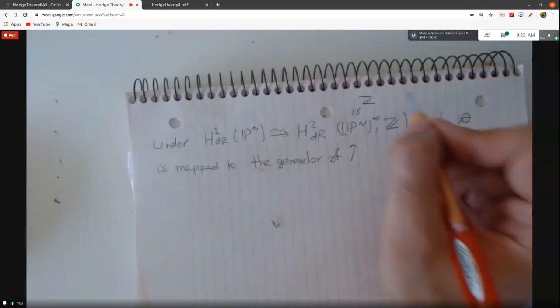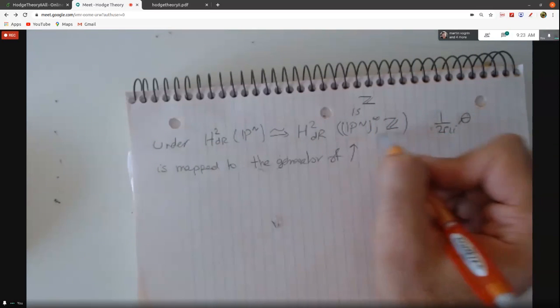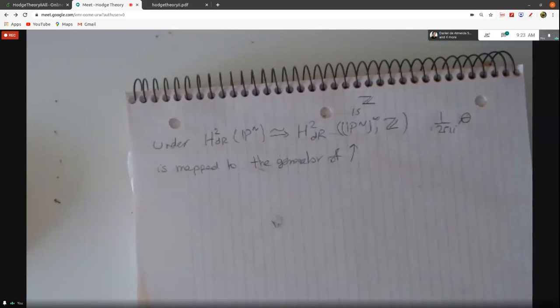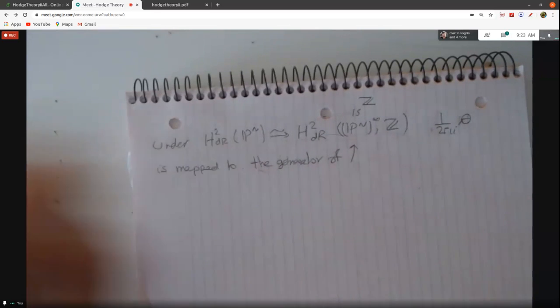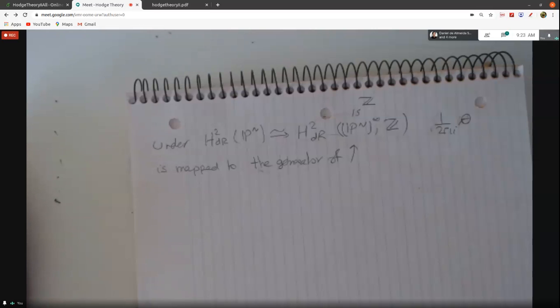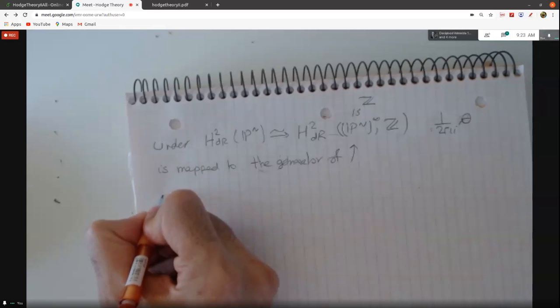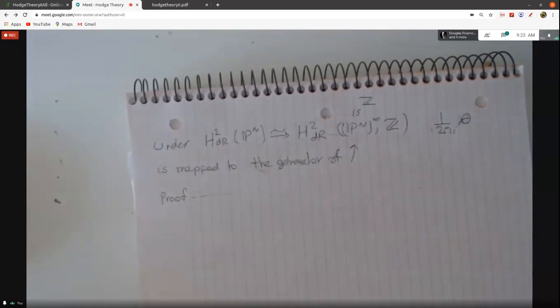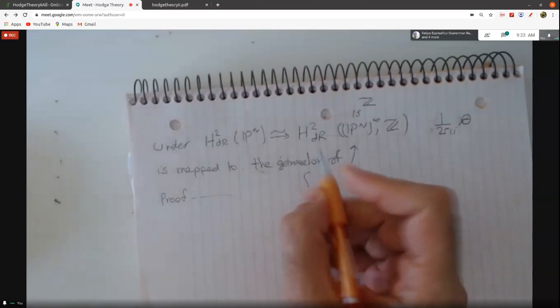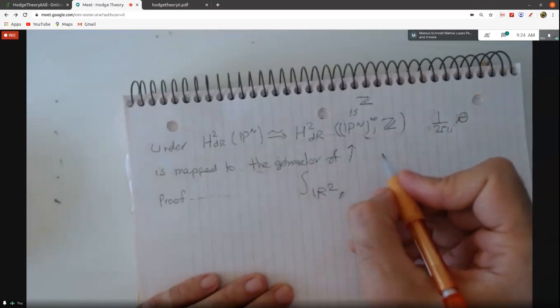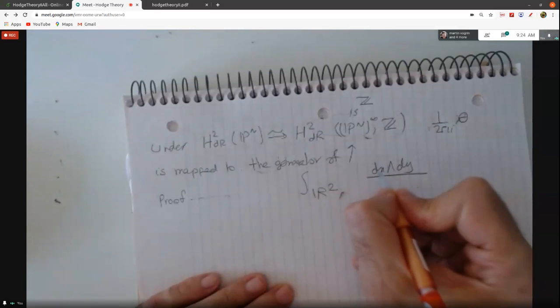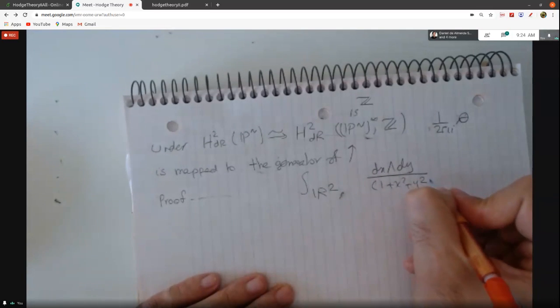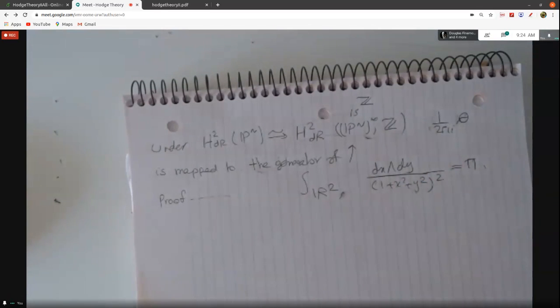By our main theorem in topology, we can easily see that this is isomorphic to Z, and then we have this assertion. Really, the proof is not difficult. After making things explicit at the end, the proof reduces to this integral formula: the integral over R^2 of dx dy over (1 + x^2 + y^2)^2 is the number pi.